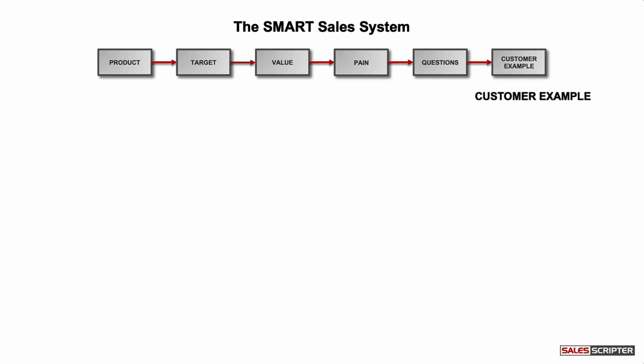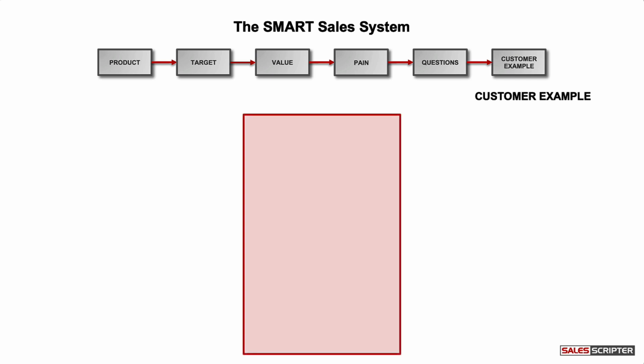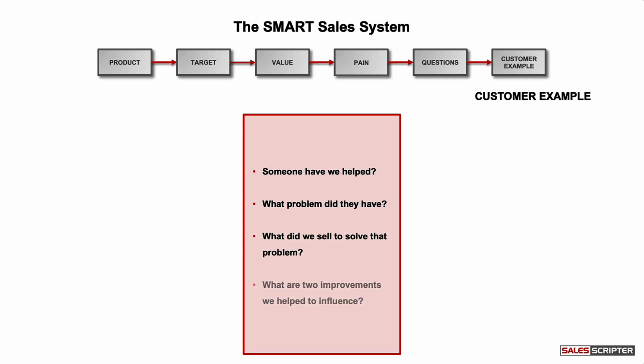And the last step in the message brainstorming process is to create a very short, concise customer example that we can use in our sales message. And I'm going to give you 4 questions to try to think of someone that you helped. What problem did they have before working with you? What did you sell them to solve that problem? And then try to think of 2 improvements that you helped to create for that customer.